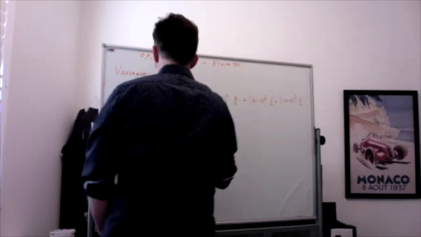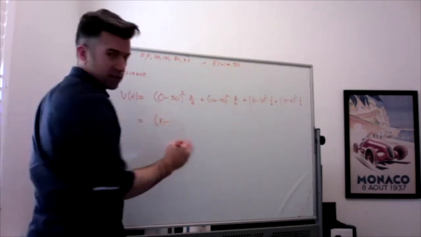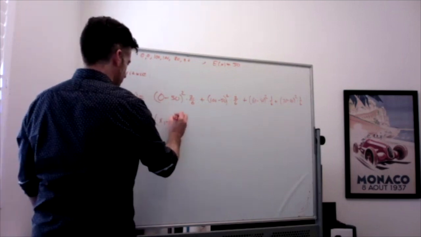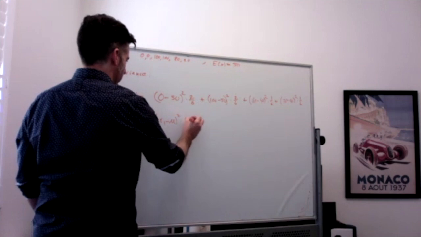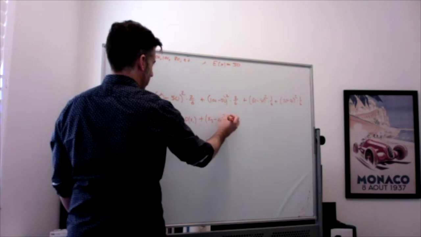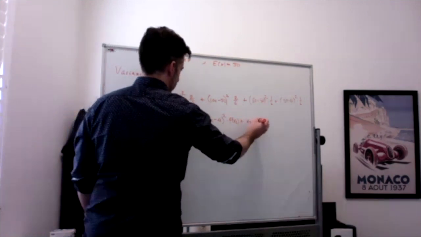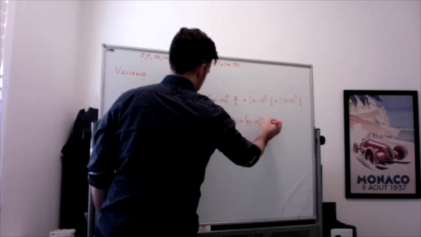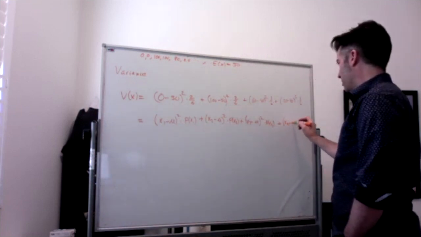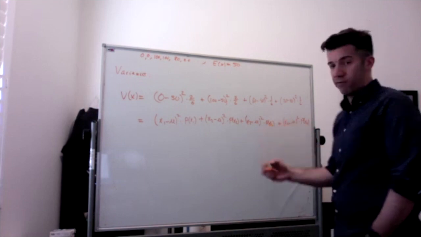More generally, the formula for this looks like x1 minus, we can use any notation we want, I'm going to use the mu notation. So x1 minus the mean squared times the probability of x1, plus x2 minus the mean squared times the probability of x2, and so on. x3 minus the mean squared times the probability of x3, plus x4 minus the mean squared times the probability of x4. So that is your general formula for the variance.